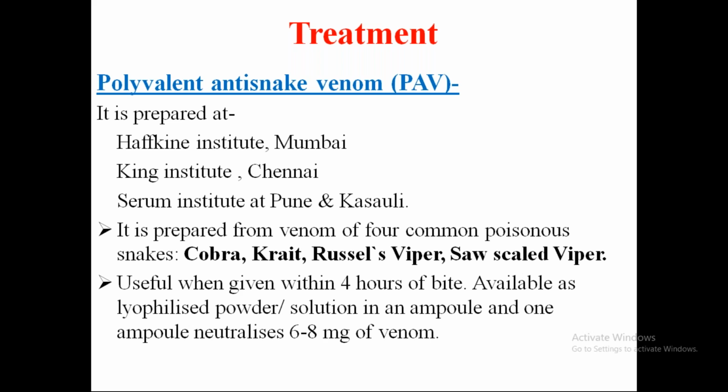What does this anti-snake venom contain? It is prepared from the venom of four common poisonous snakes: cobra, krait, Russell's viper, and saw-scaled viper, because these are the four snakes that account for more than 60 to 70 percent of bites in India. So that's why they used the venom of these four snakes and prepared a polyvalent anti-snake venom, so that most of the bites can be relieved by this antidote.